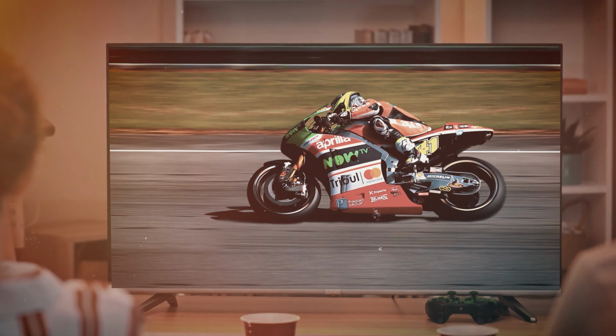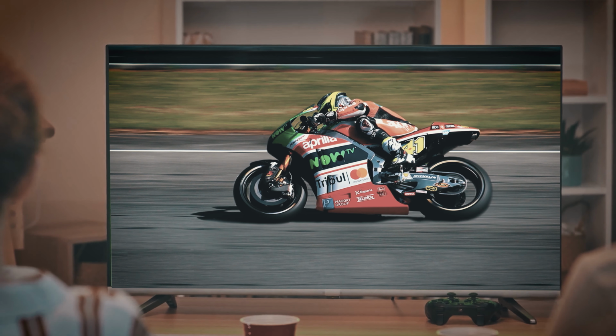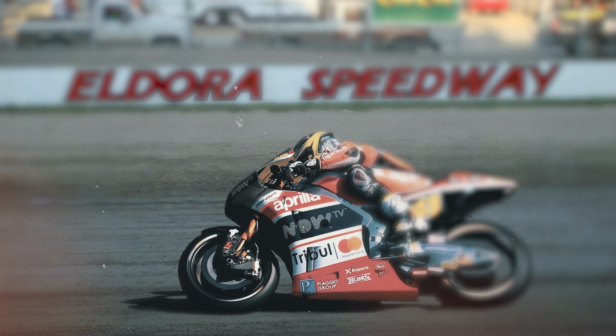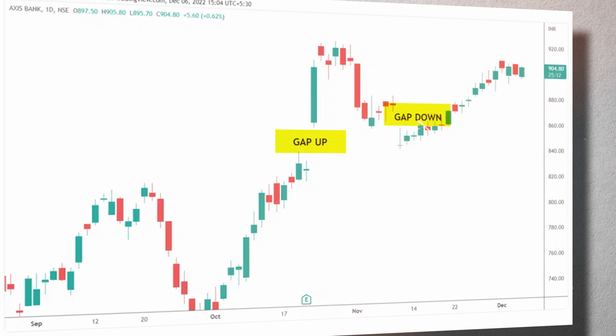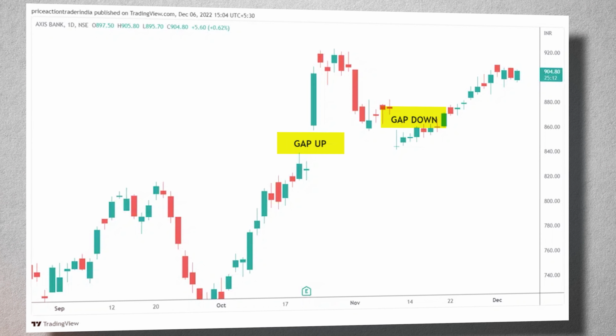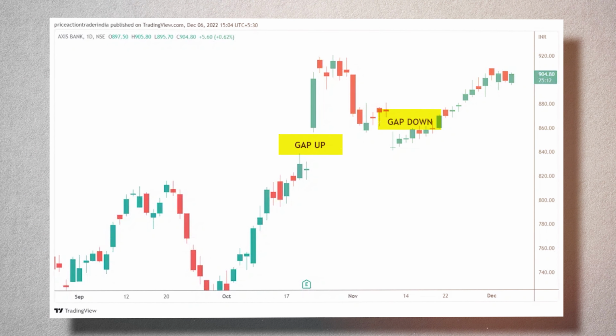The gap. Imagine you're watching a race on TV and all of a sudden there is a 1 second lag, and racer number 19, which was last, now becomes first. That sudden jump or fall is like a gap in trading. A gap is when the price of a stock makes a big leap or a big drop between 2 points in time, basically 2 candles, instead of gradually changing. This then creates a gap between the candles.